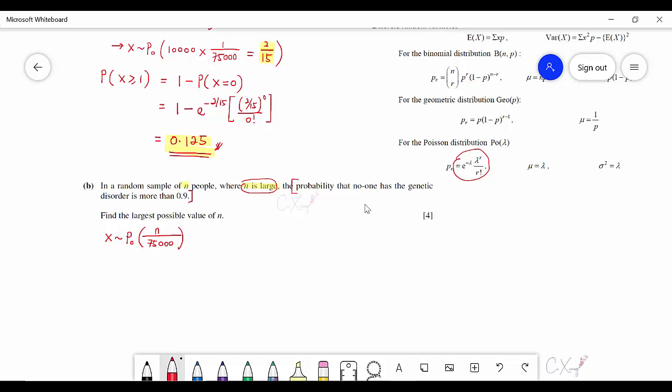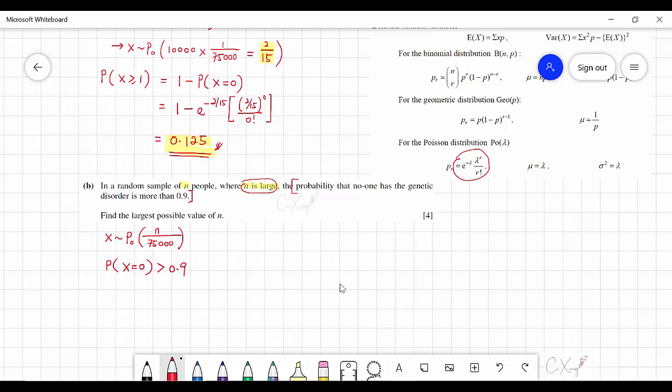Then the information given here is the probability that no one, so no one means x equals 0, has the genetic disorder is more than 0.9. So the probability is more than 0.9. That's why I mentioned that this sentence is actually a very useful piece of information to let you start how to answer the question.